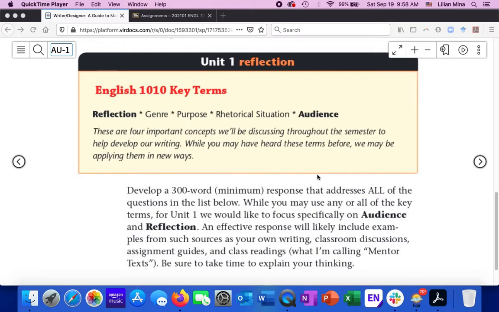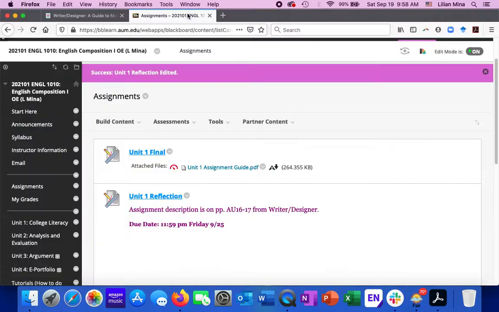In the last two videos, we first discussed how to access the book Writer Designer, and then the second video was about reflection. And now we move to your Unit 1 reflection that you'll complete by Friday. On Blackboard, you'll see that under assignments, you have Unit 1 reflection.